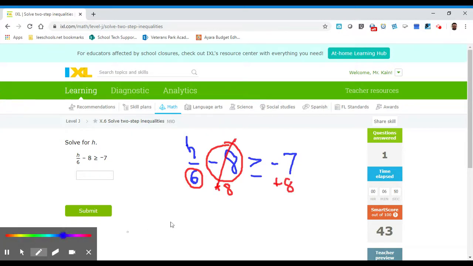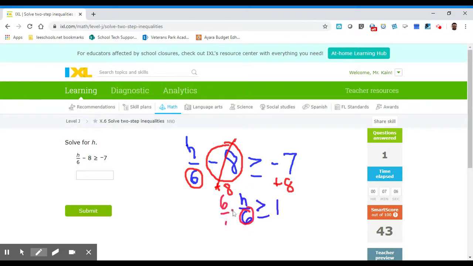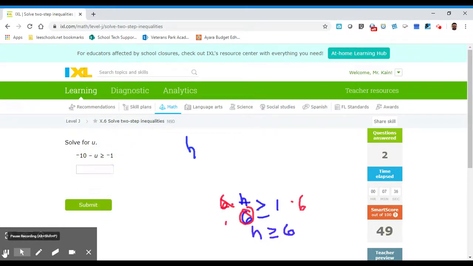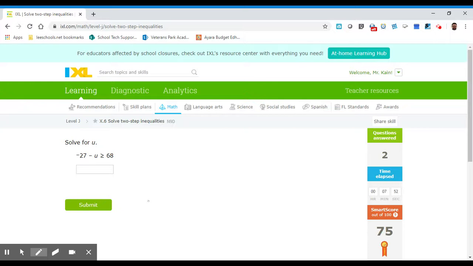It's going to leave you with the h over 6 on this side, greater than or equal to 8 minus 7 is 1. And then, since we still need to get rid of this, and it's dividing the h, we're going to multiply by 6 on both sides. This cancels it out, and it leaves you with your answer, which is h is greater than or equal to 6. Type it in, and click submit. Okay, let's jump up a level. Looks like 75 is the next level.